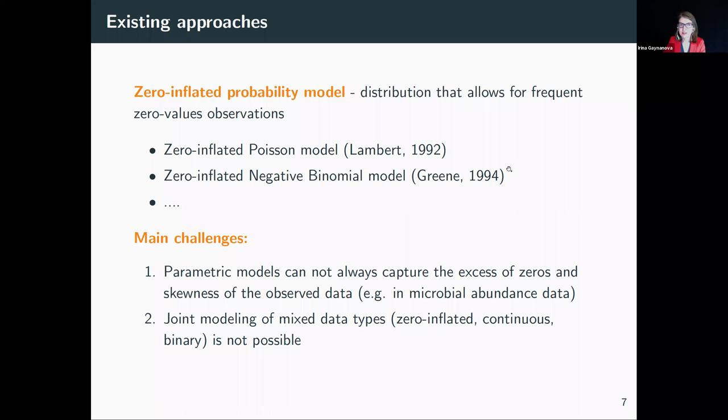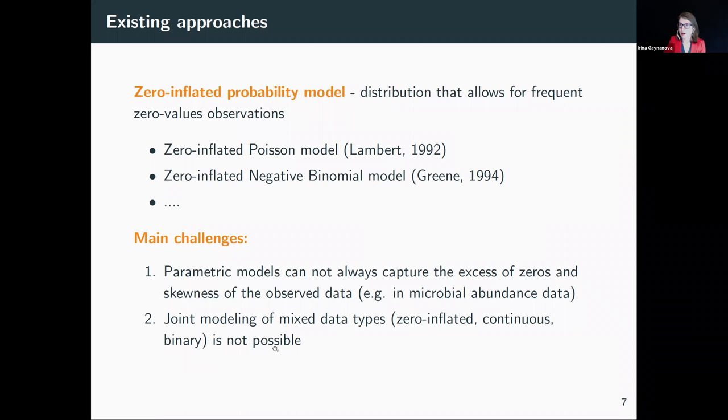So of course, zero-inflated data has been considered before, and we have a lot of models for this data. In particular, there are a lot of parametric models that account for zero inflation, starting with the zero-inflated Poisson model and the zero-inflated negative binomial model, which, while old, I would argue is probably still the most commonly used model for such data. And I believe that there are some challenges with these models. In particular, parametric models cannot always capture the excess of zeros that we actually see, or they can capture the zeros, but then they cannot capture the remaining skewness. And in microbial abundance data in particular, what I will show you is you don't just have a lot of zeros, you also have very skewed measurements.